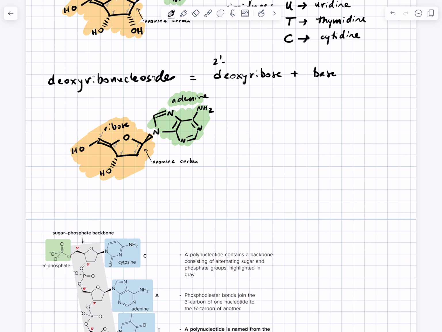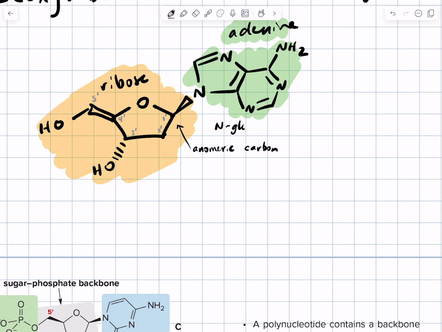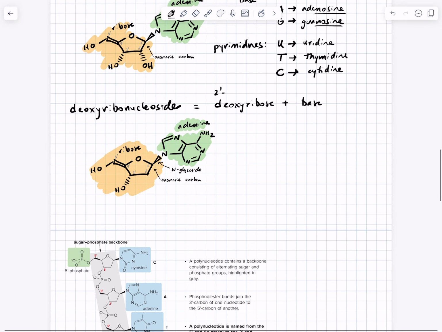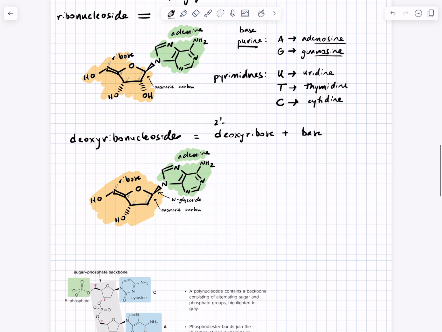And again, it's an N-glycoside because you have the base attached at the anomeric carbon via a nitrogen. You're going to name all of these deoxynucleosides exactly the same as you would name the corresponding nucleoside.